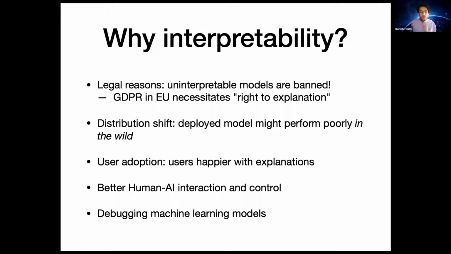There are a lot of other reasons, like, closer to our heart, debugging these models. People are also happier with explanations. Studies have shown that if we can show explanations, people are more willing to adopt these models. So hopefully I have convinced you that we want models that can provide explanations or are interpretable.